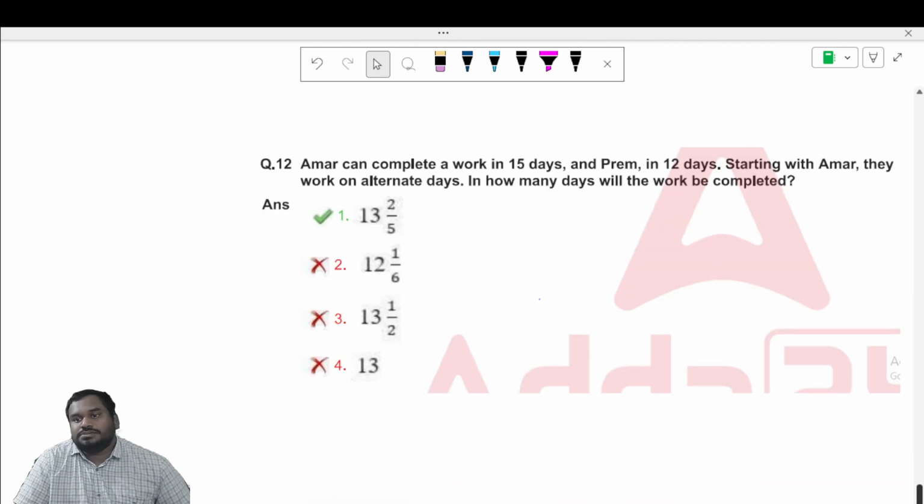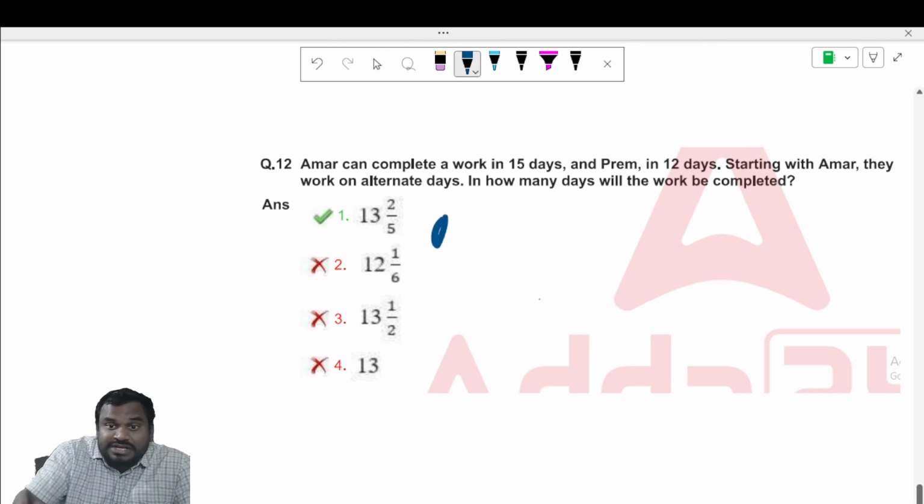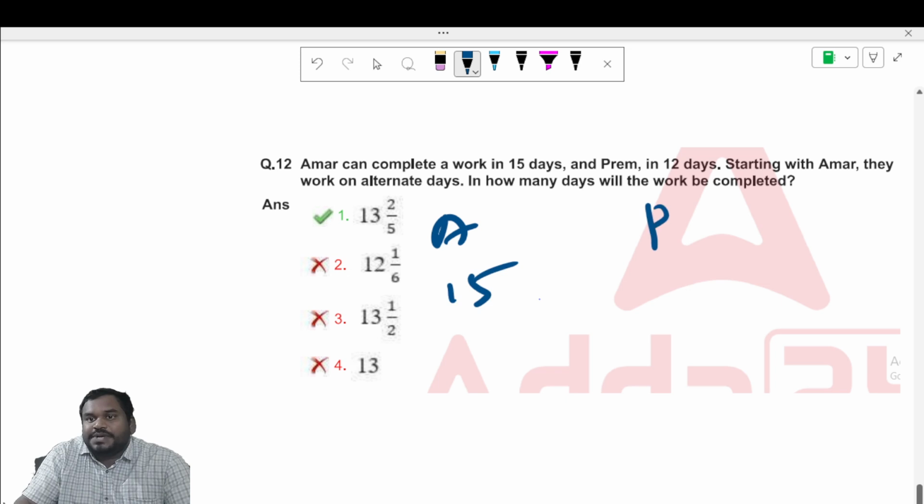Okay, next question. Amar can complete a work in 15 days. I'll take Amar as A in 15 days and Prem in 12 days. So the total amount of work.